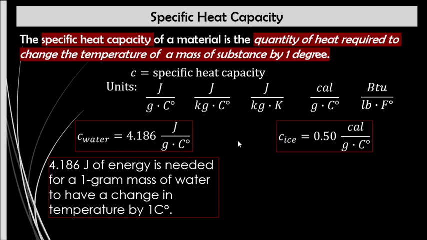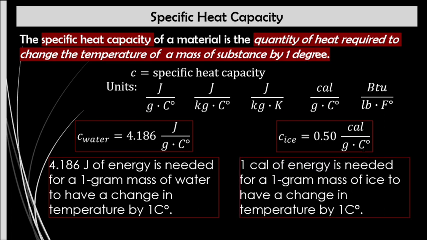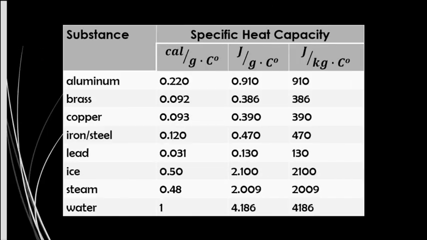Let's have another example. The specific heat capacity of ice is equal to 0.50 calorie per gram times Celsius degree. This means that 1 gram of ice needs 0.50 calorie of energy so that it will change its temperature by 1 Celsius degree. Here are the approximate specific heat values of some substances, expressed in different units.